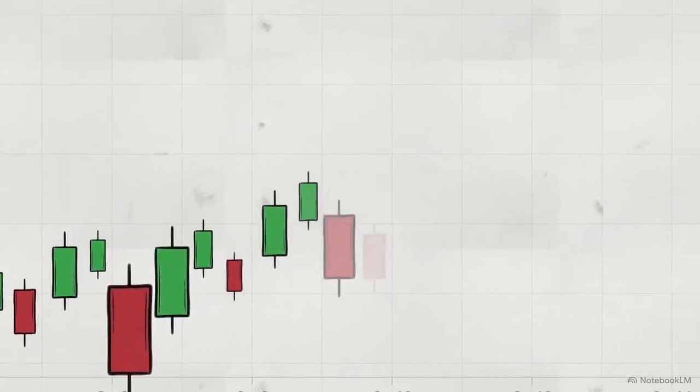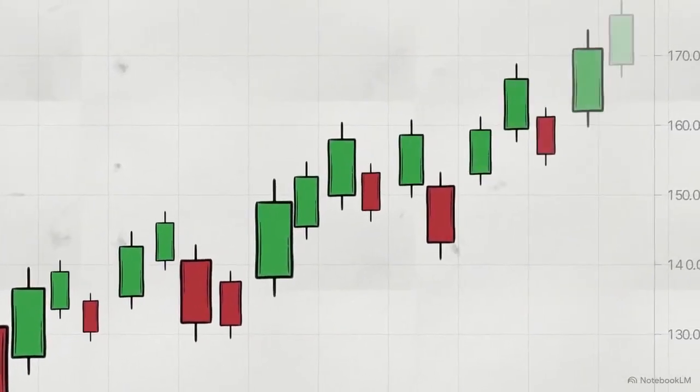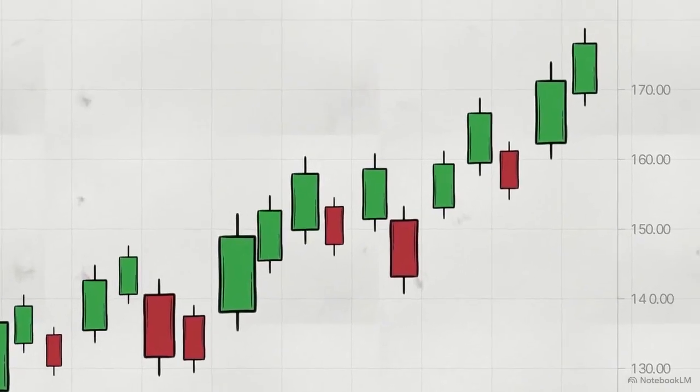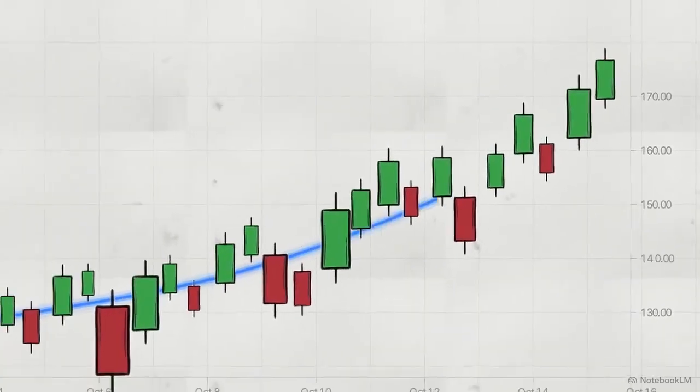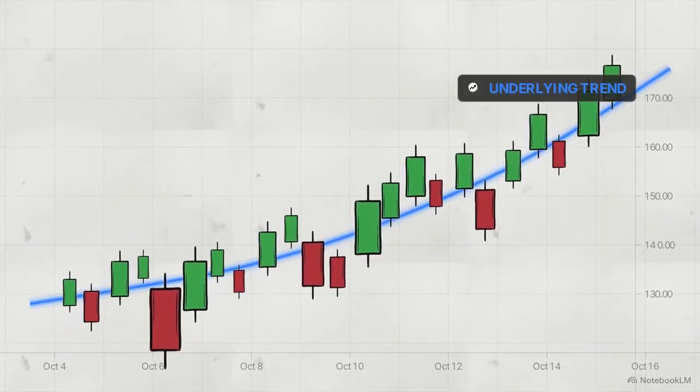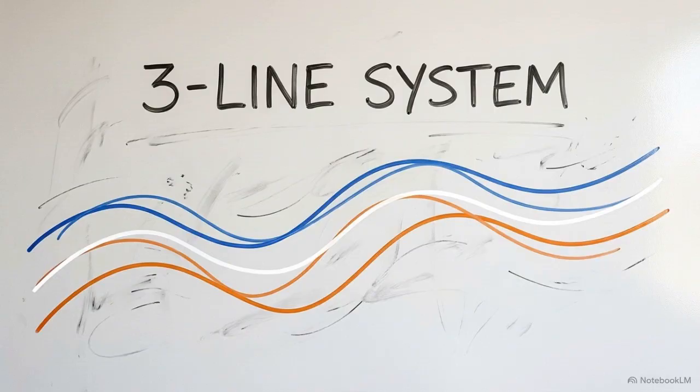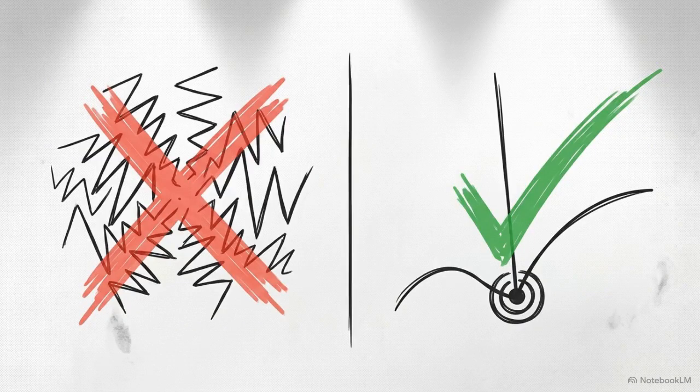On a price chart, individual candlesticks are those chaotic surface waves. Surviving as a trader requires the ability to see past that noise and track the deep underlying direction of the market. By the end of this video, you will have built a professional 3-line moving average system. It is designed to instantly filter out bad trades and highlight high-probability entry zones.